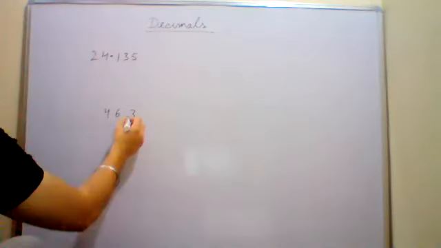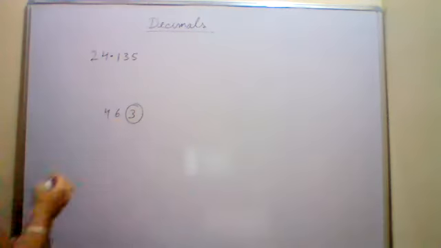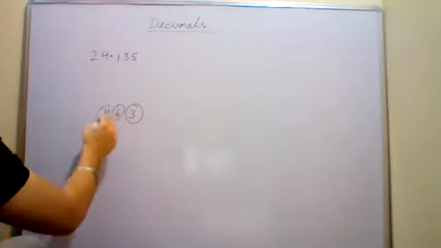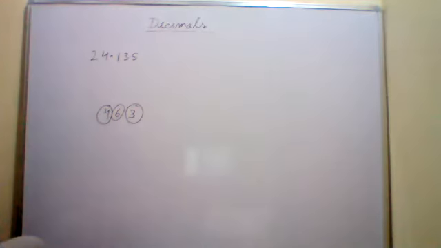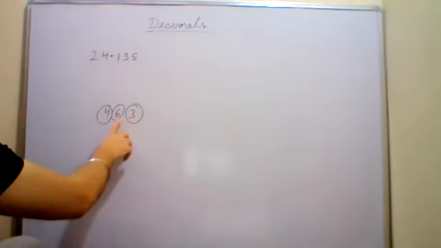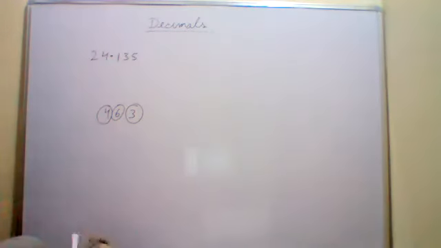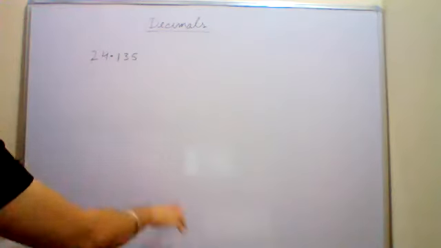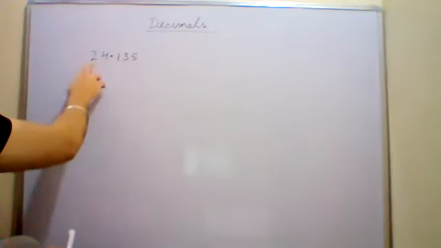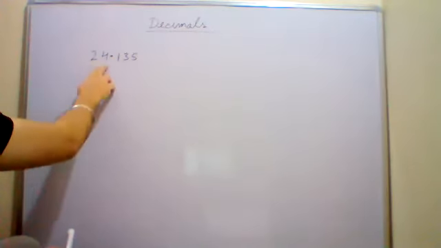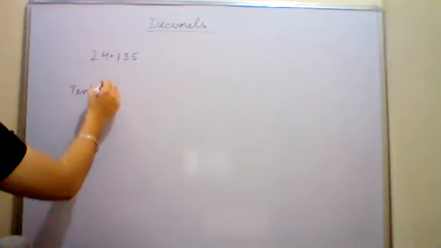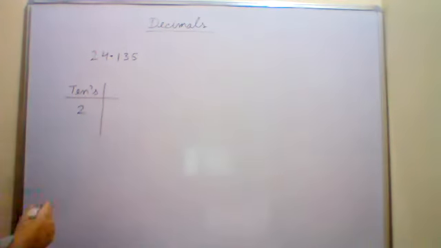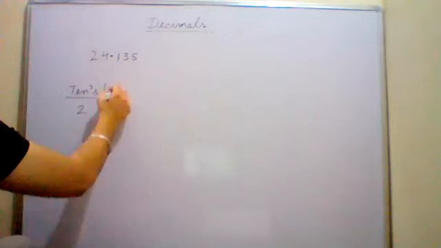So suppose this is a natural number, 463. Here you say that 3 is at the ones place, 6 is at the tens place, and 4 is at the hundreds place. This is a normal whole number. So in decimal numbers also, the digits before decimal, that means 24, are written in the same manner. At the tens place, the digit is 2. Digit at the ones place.